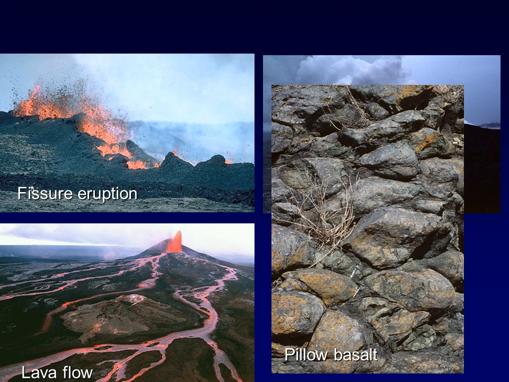Okay, the last feature I want to talk about here is pillow basalt. This is the formation that you get when lava erupts into water. It forms these really cool rounded shapes that are called pillows. Okay, so that only happens when lava erupts into water.